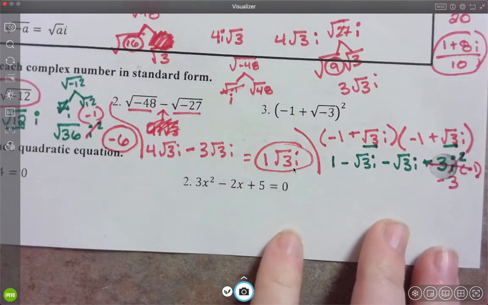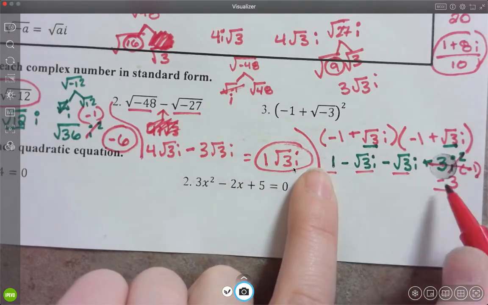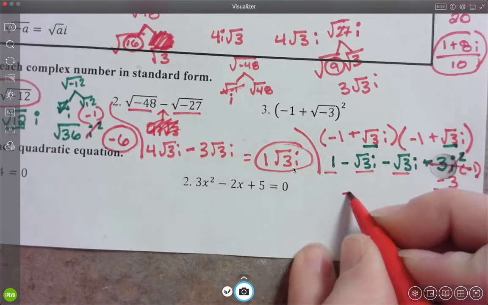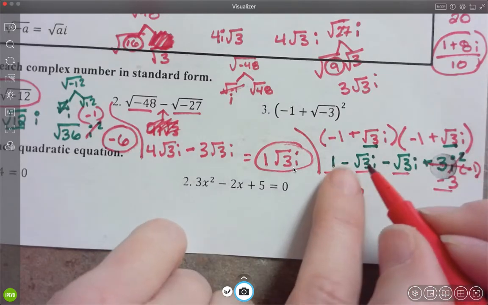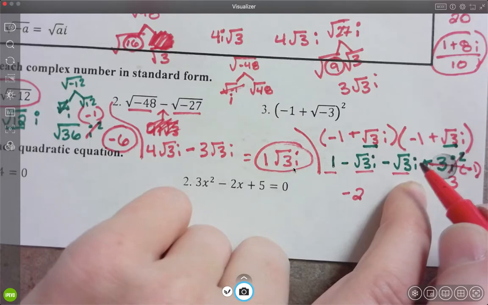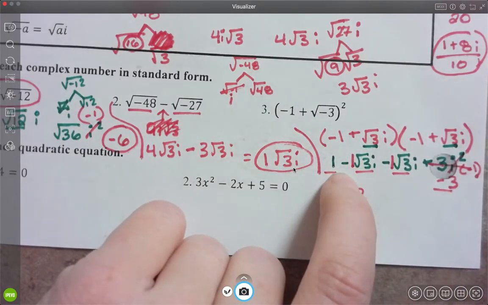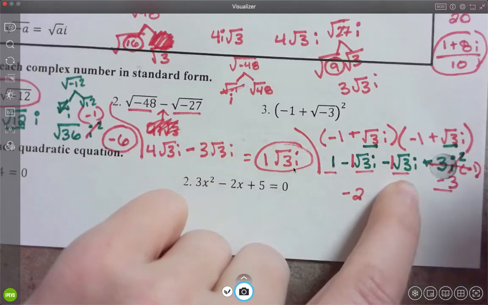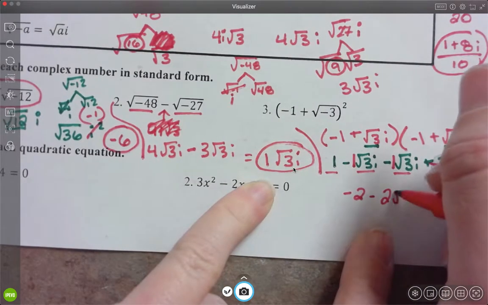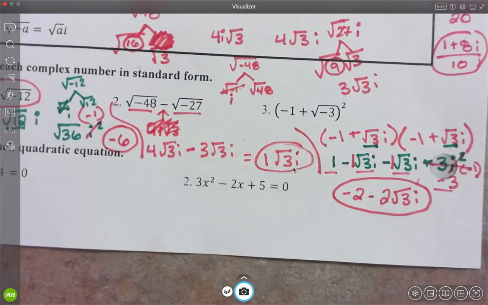So if I start combining my like terms, I've got 4 pieces, 1, 2, 3, 4. The 1 and the negative 3 can go together, so that's negative 2. And then I have negative square root of 3i and negative square root of 3i. If it helps, think of it as negative 1 square root of 3i and negative 1 square root of 3i. That would give me negative 2 square roots of 3i. I cannot put that together anymore, so that is all.